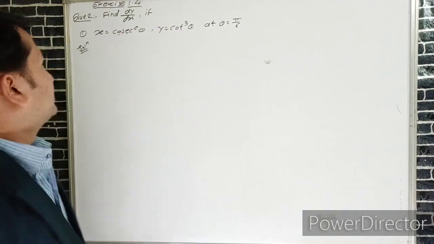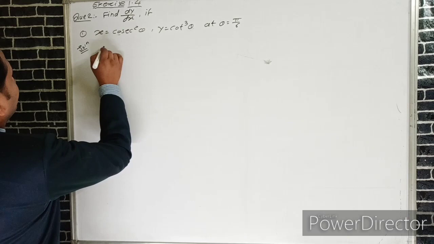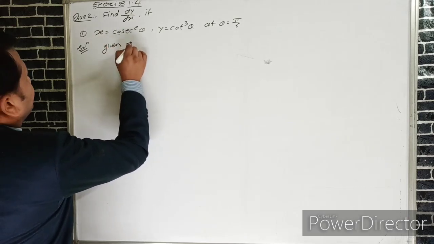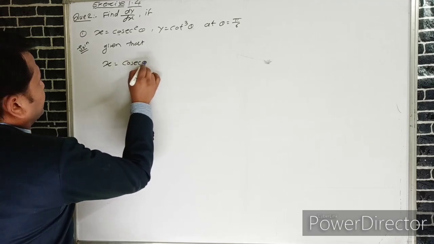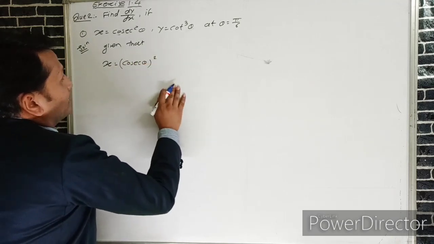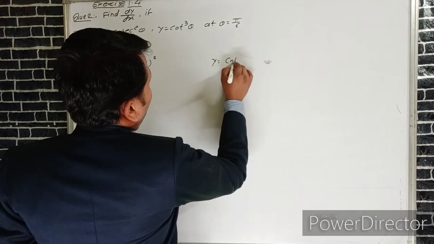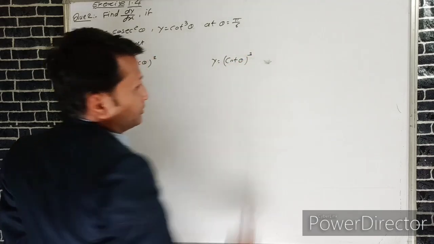After that, if we substitute the value of theta, then we get dy by dx at theta is equal to pi by 6. Now, first we take the given function, given that x is equal to cosec theta whole bracket square and y is equal to cot theta whole bracket cube.